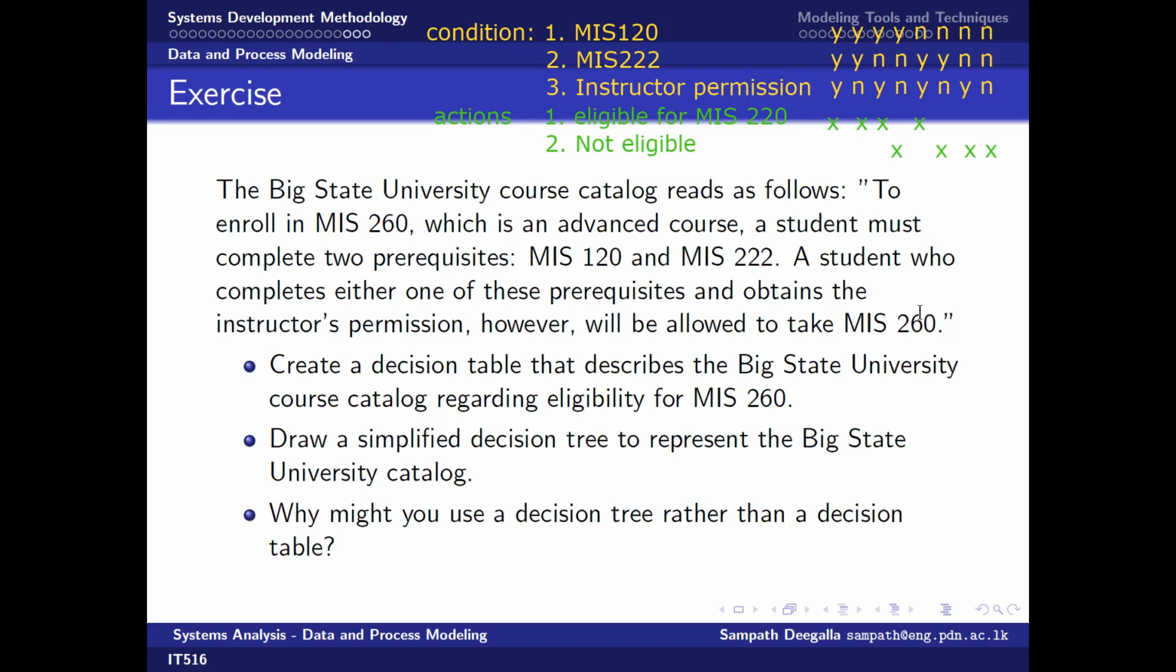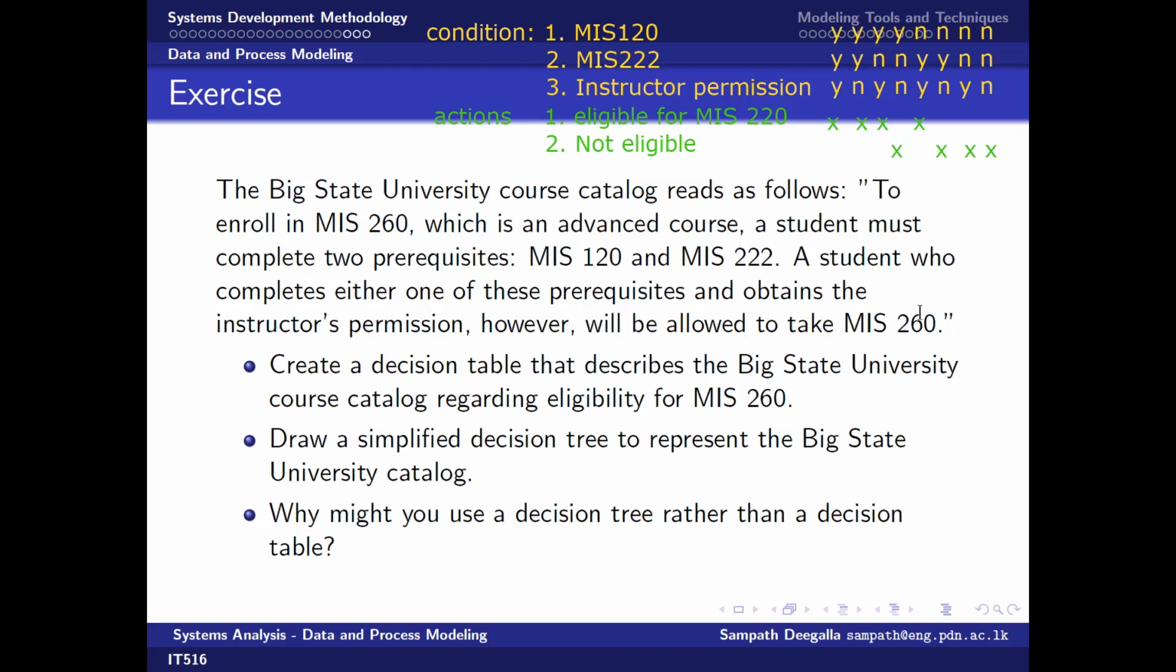So first case, if you pass both, yes, you are eligible for 220. So first 2 instances, in both cases, you are eligible. And then third case, also you are eligible because you got the instructor permission. Fourth one, you passed only one, but you are not getting instructor permission, so you are not eligible for the subject.